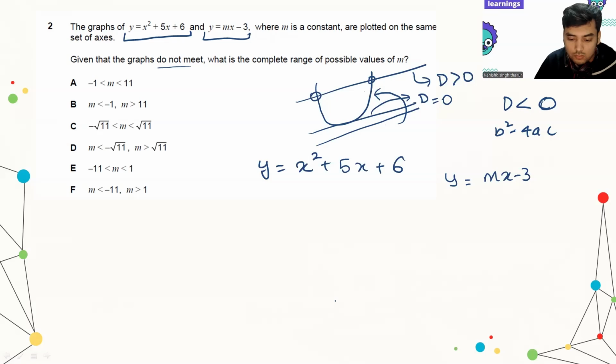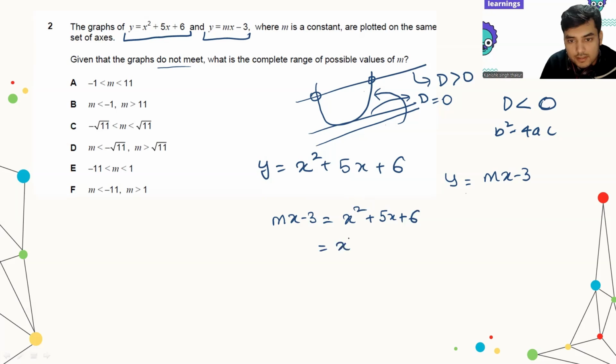Okay. So what I'll do, I'll put the values here. I'll equate this with this, right? So mx minus 3 is equal to x square plus 5x plus 6, isn't it? This equation I've equated, right? Now, if this equation's solution turns out to be no solution, then they are not intersecting, right? They do not have any solution.